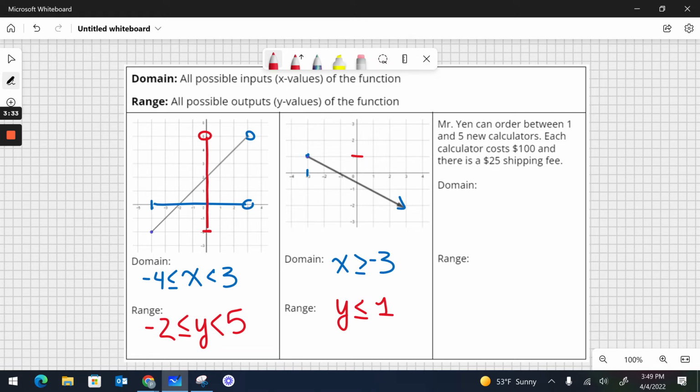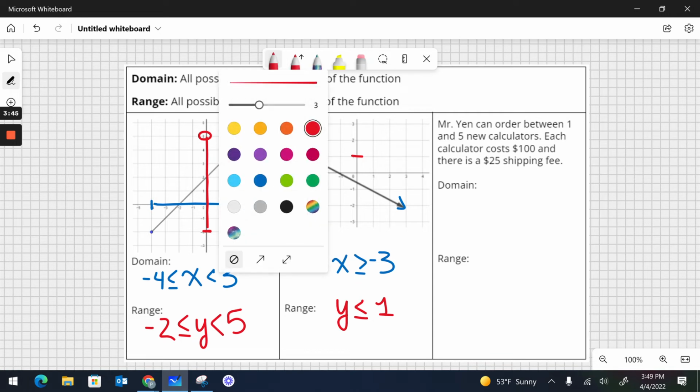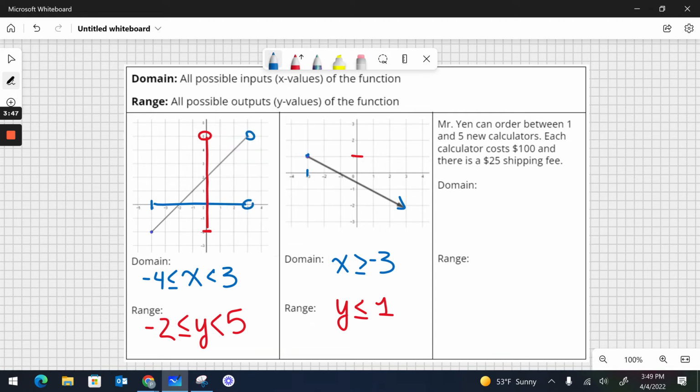In the last example, we have a situation. It says, Mr. Yen can order between 1 and 5 new calculators. Each calculator costs $100, and there's a $25 shipping fee. The domain, so x values, in this case, the inputs are how many calculators I can get, because that determines the price.